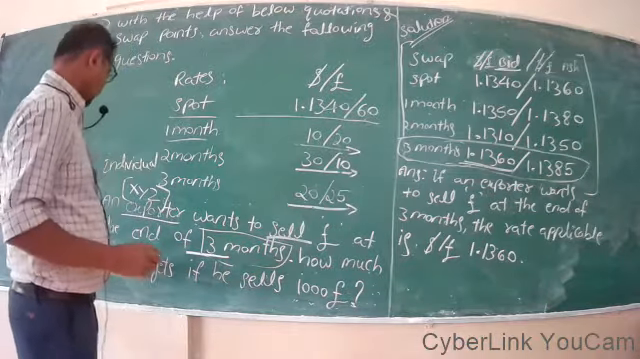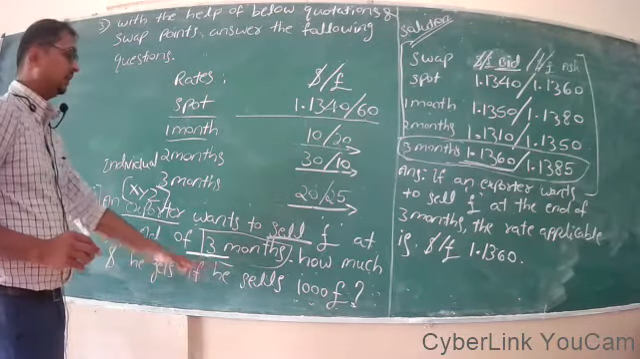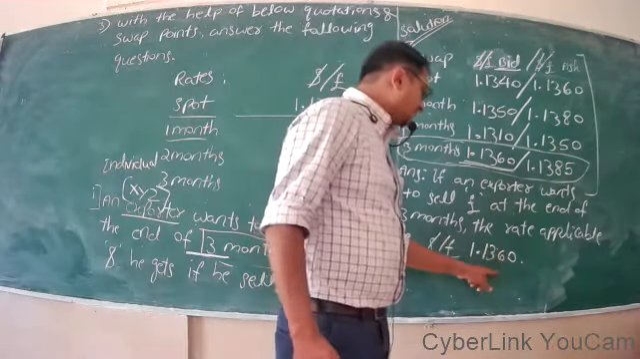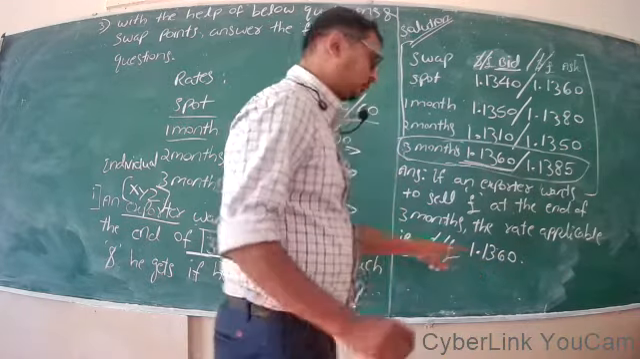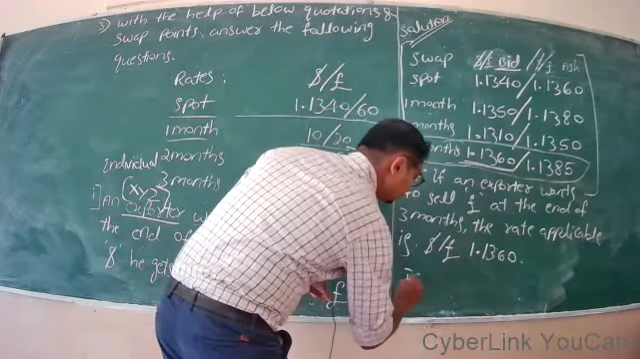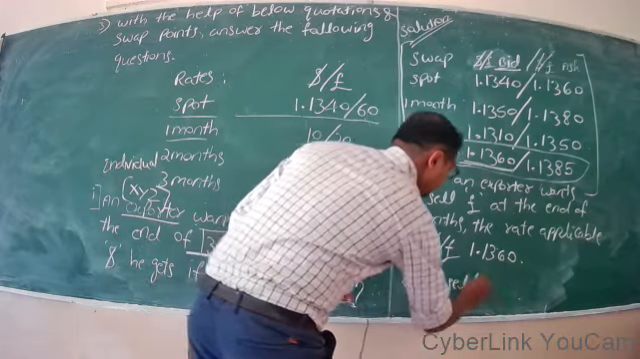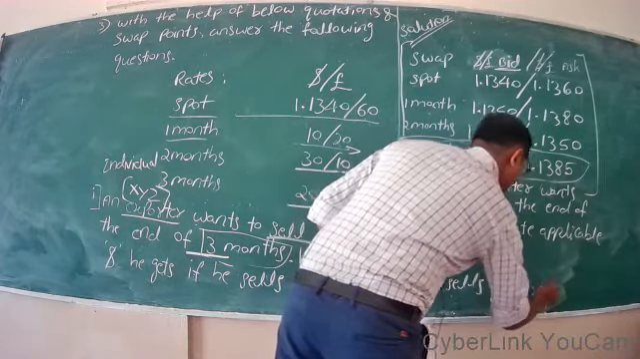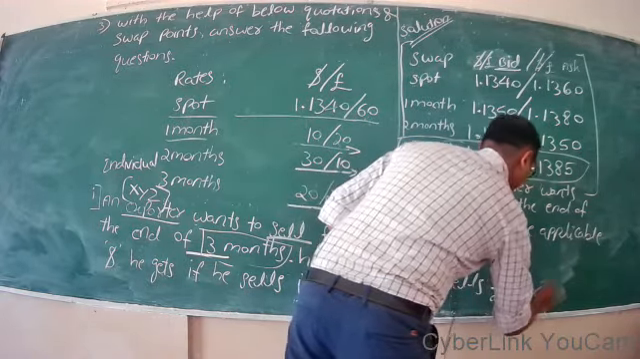Now, how much dollar does he get if he sells 1000 sterling pounds? By selling 1 sterling pound, he is getting 1.1360. If he sells 1000 sterling pounds at 1.1360, he will get 1,136 dollars, right? So this will be your solution.